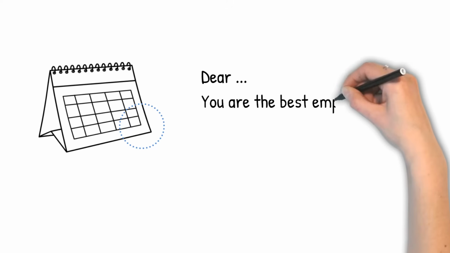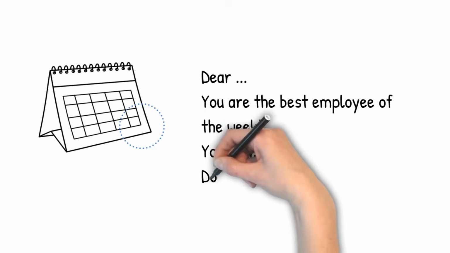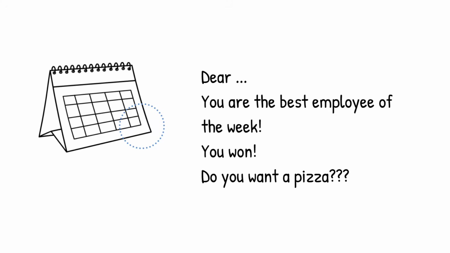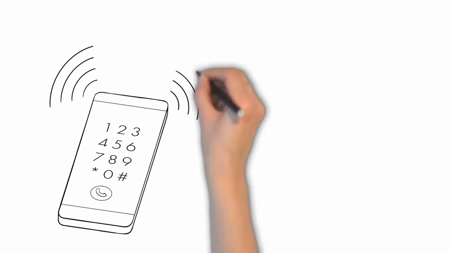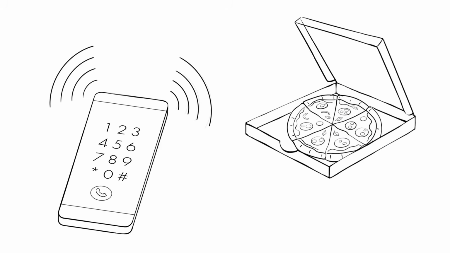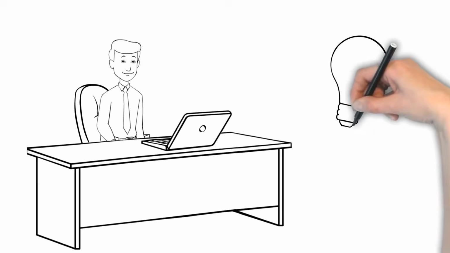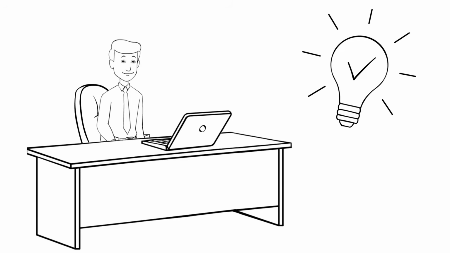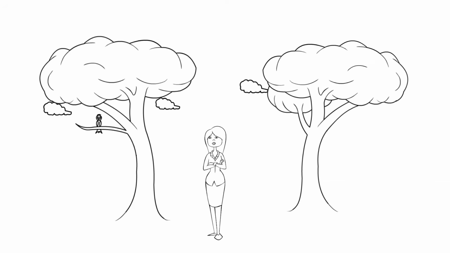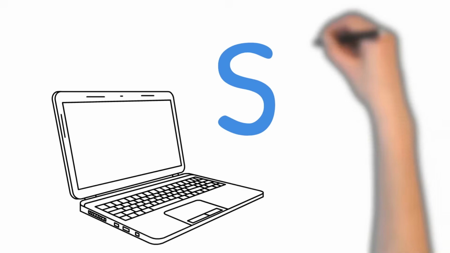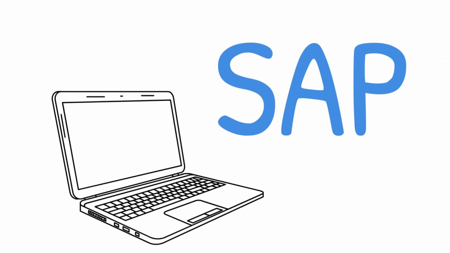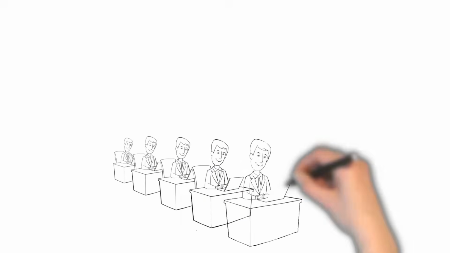The company informs the employee that he won that week, congratulates him and asks if he wants a pizza. If the answer is yes, the secretary calls the pizzeria and orders a pizza for that person. If not, nothing more happens. Just congratulations. Our smart boss decided to automate the process a bit and give the secretary some more productive things to do. Because the company uses SAP, he required SAP Workflow to cover that one process.